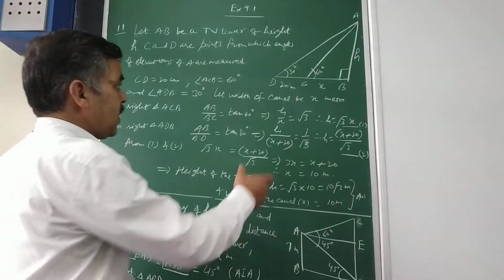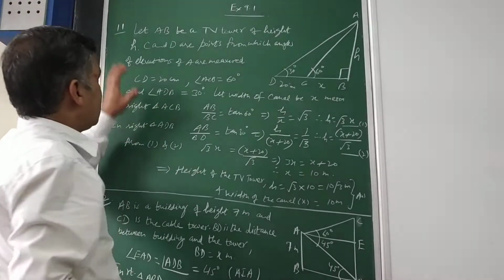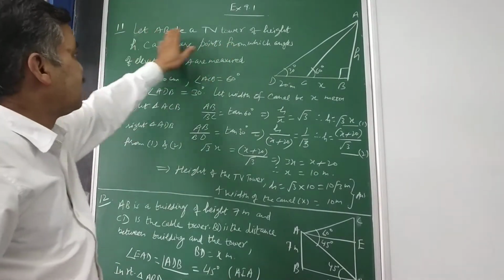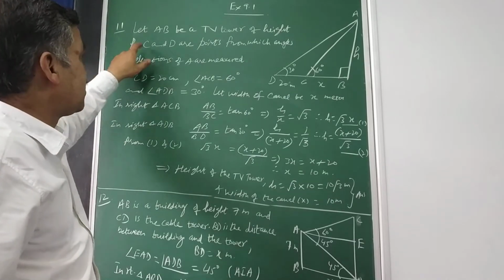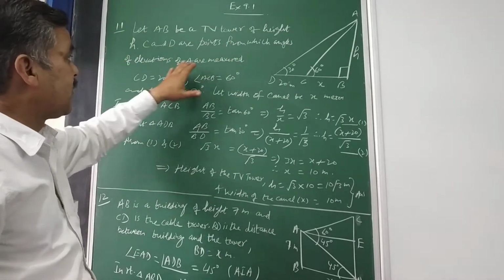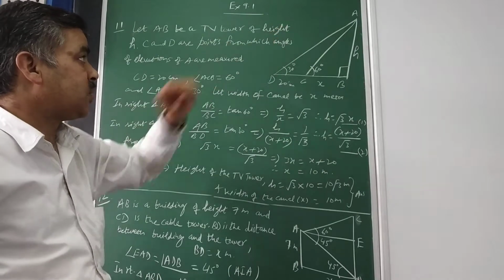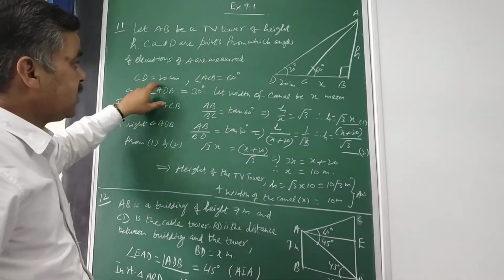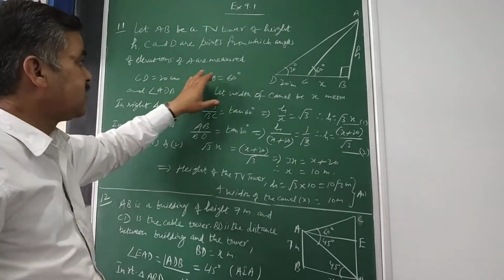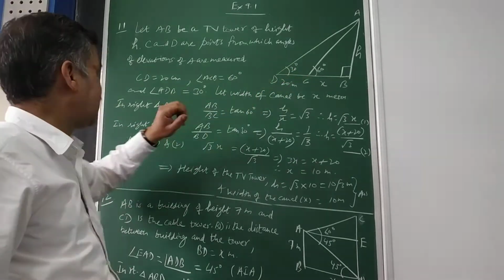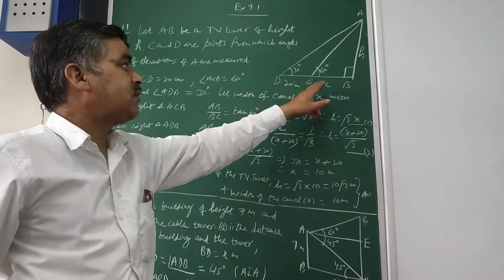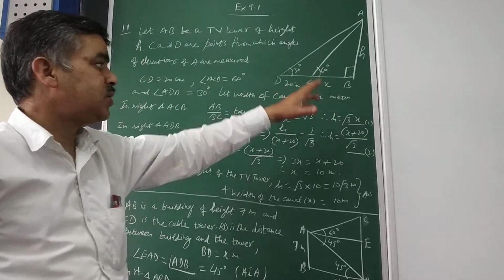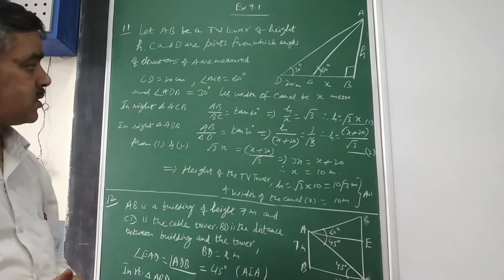So first of all, here it is. Now the information I have collected: AB is the tower, and the height I have assumed is H. C and D are the points from which the angles of elevation with respect to A are measured. CD is 20, angle ACB is given equal to 60 degree, and angle ADB is given equal to 30 degree. The width of this canal which I need to calculate I have assumed is equal to X meters.